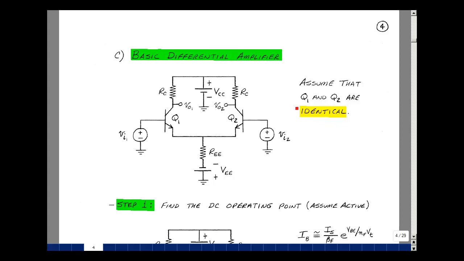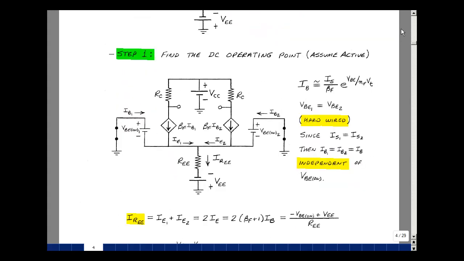You fabricate the transistors on the same piece of silicon, so they are very, very close to each other. If you were to just pick two transistors out of a parts cabinet, they most likely wouldn't be. Let's analyze this amplifier using our four-step procedure. Our first step is to assume that we're in the active region and to put in a DC model for each component.